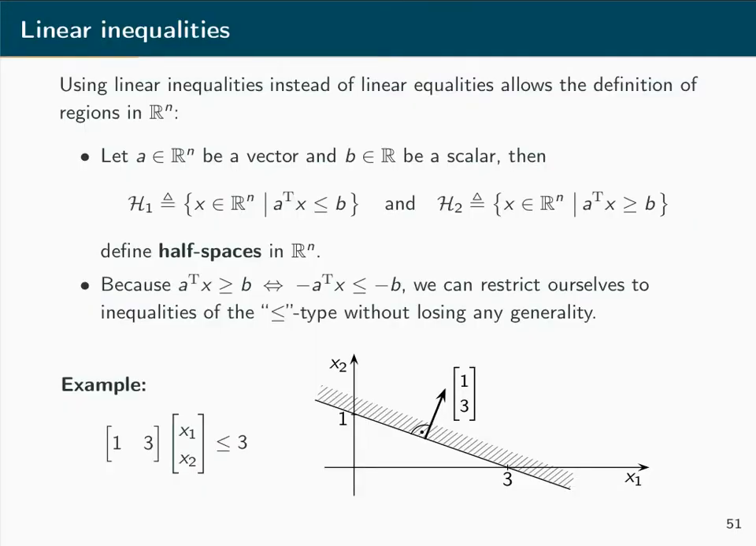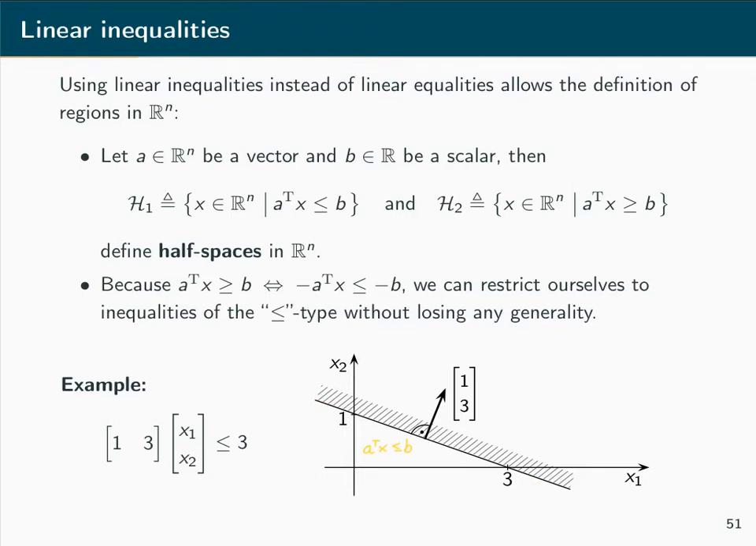An example of this can be seen at the bottom of this slide, where we have the same vector A as before, but now we don't have a 0 on the right-hand side, but we have a 3. And we see that this causes the dividing hyperplane here to move in the direction of the vector A. And now we're interested in the half space that's defined by A transpose x less than or equal to b. So in the half space that's below this dividing hyperplane.